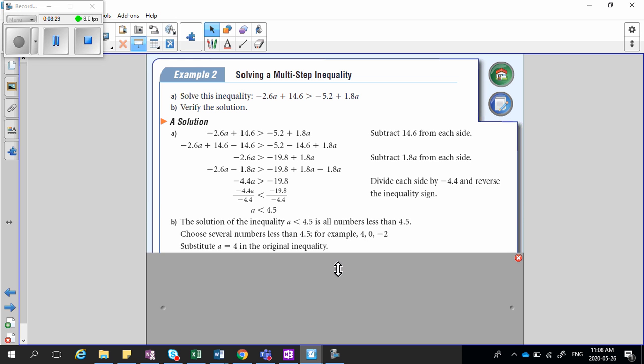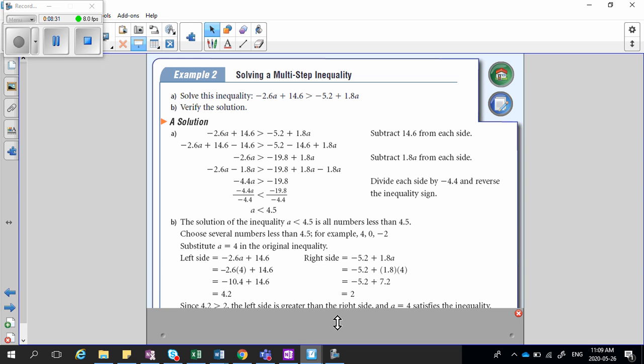So you can verify that, and that's what they're doing here. They're just picking any value of a that could be less than 4.5. You could pick 2, you could pick 1, you could pick whatever you want, and see if the left side is less than the right side.